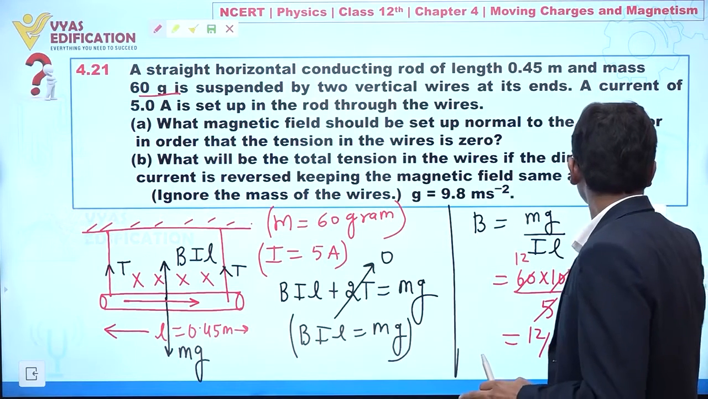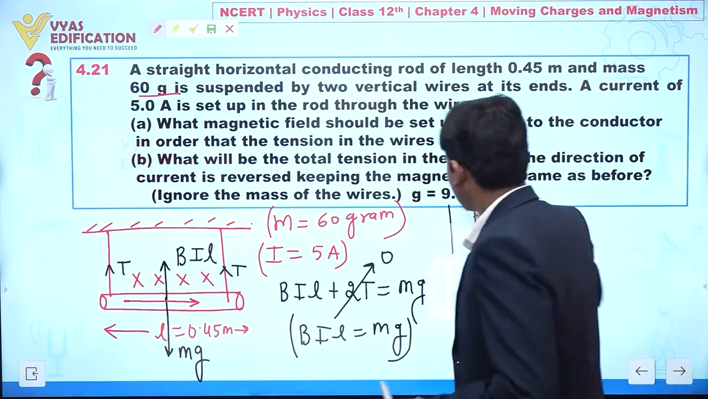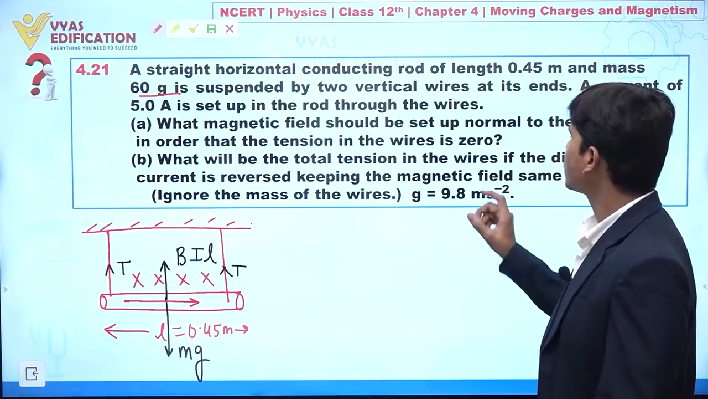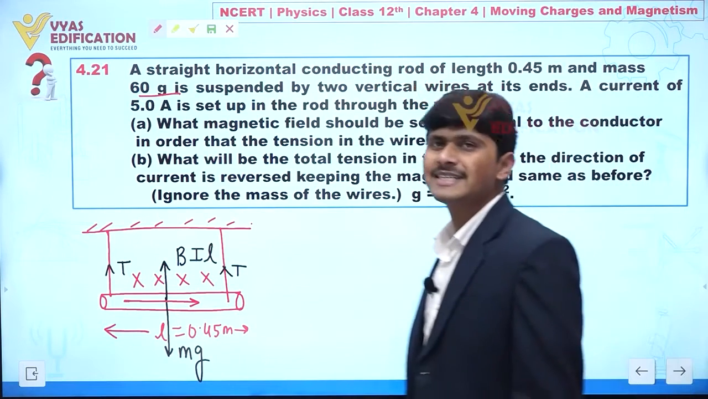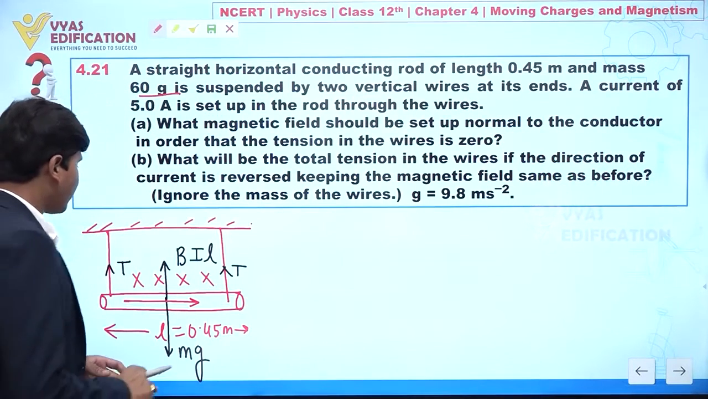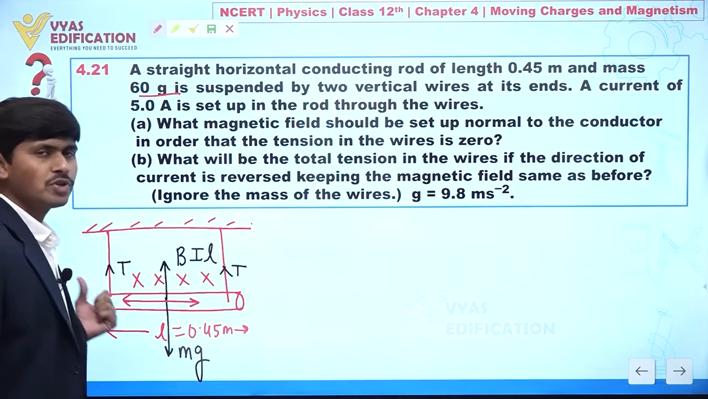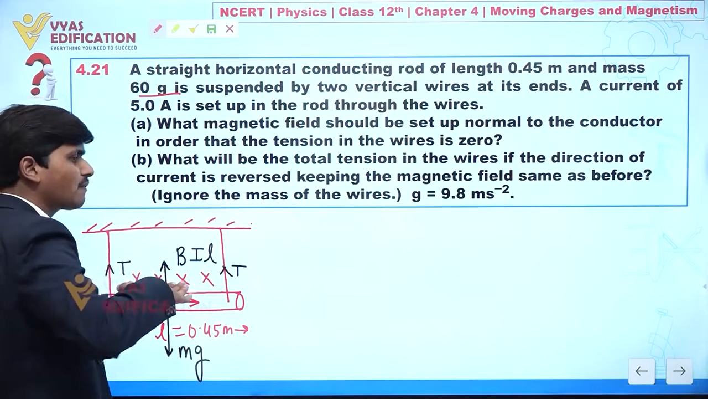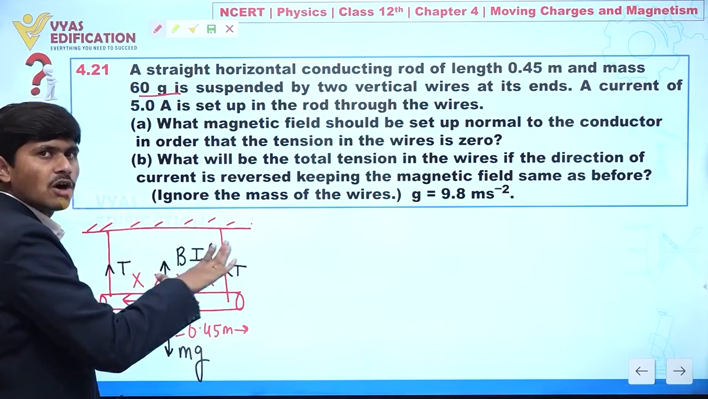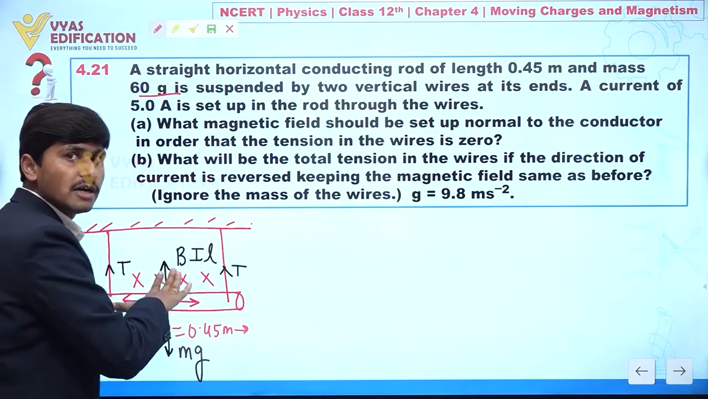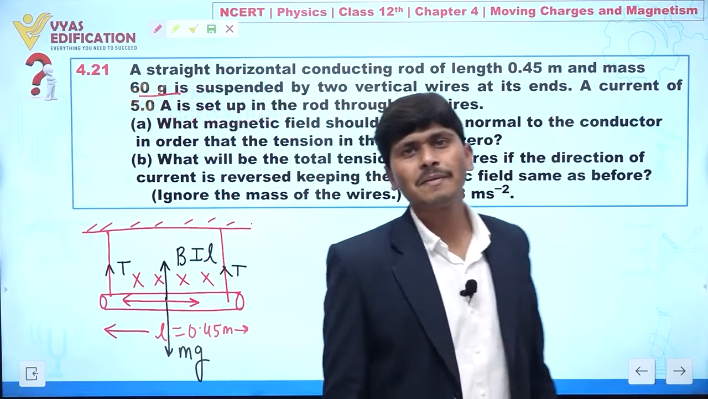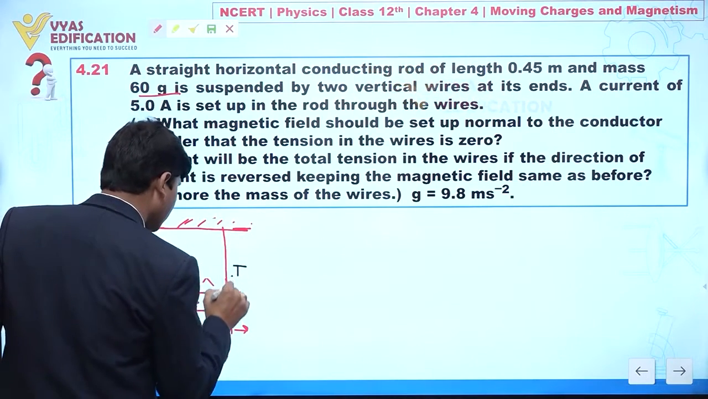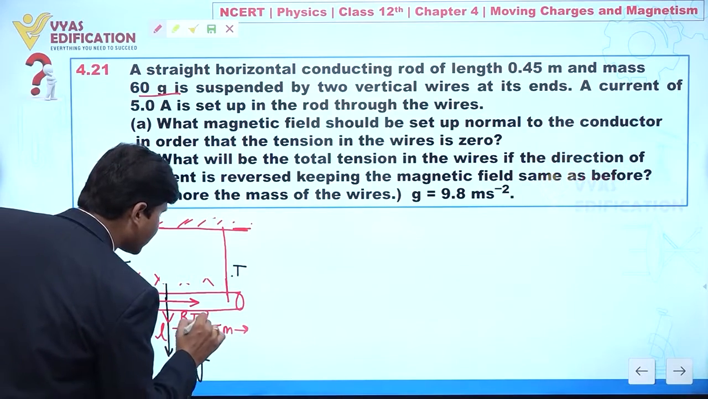Now listen carefully. In part B, it is given: what will be the total tension in the wire if the direction of the current is reversed? If we reverse the direction of the current, let's suppose now it is towards the left. What will happen when we change the direction? The magnetic field is perpendicular inward, the thumb indicates the direction of current or velocity, and now BIL will act in a perpendicular downward direction, or vertically downward. So here BIL also acts in a vertically downward direction.